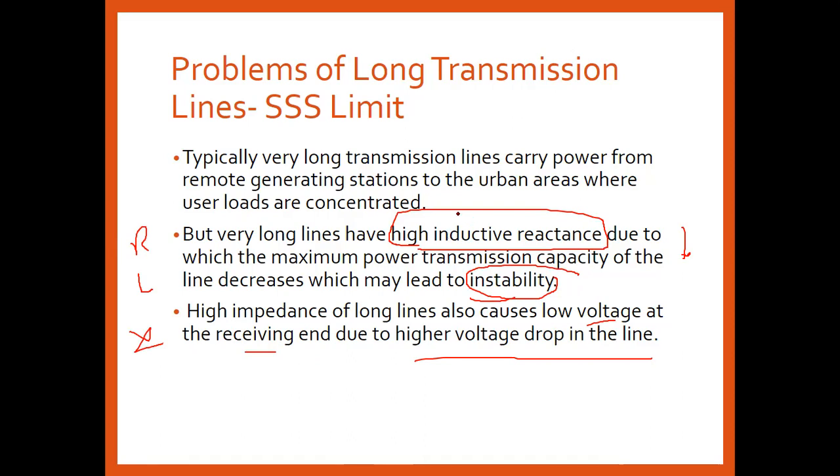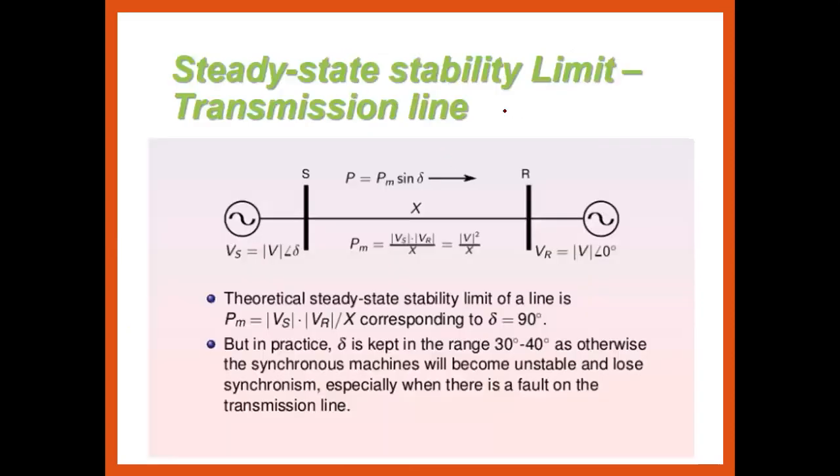Okay, so this is nothing but the steady state stability limit of the transmission line. Here we have to consider an infinite bus, with the sending end generating station having the voltage Vs magnitude at the angle of delta, and the receiving end voltage Vr having the angle of 0.